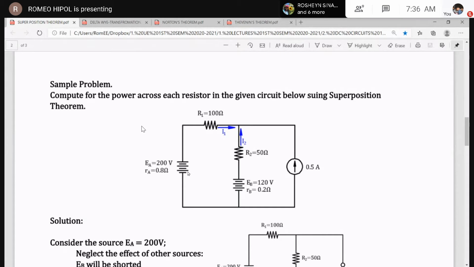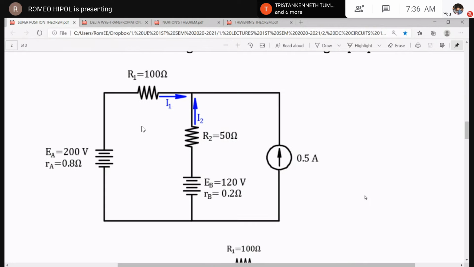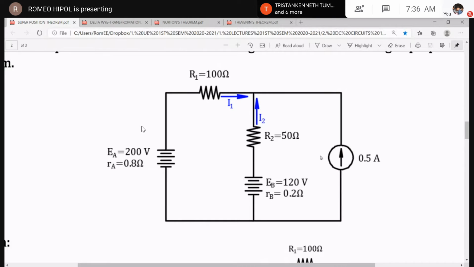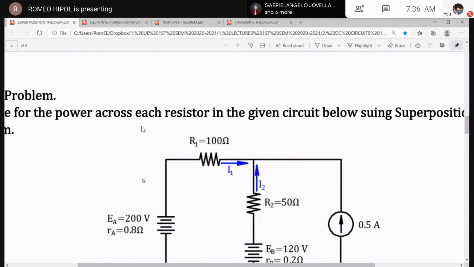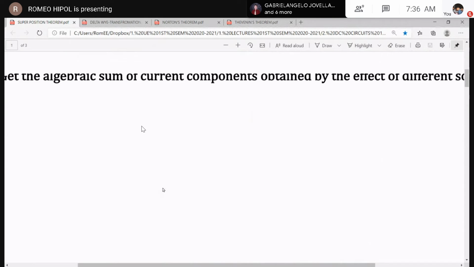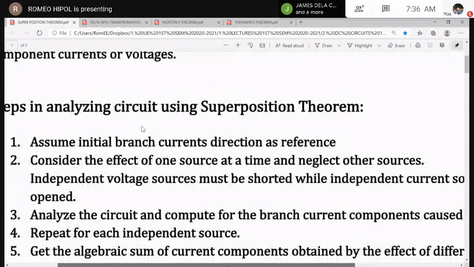Ipapaliwanag ko na rin. So, we have three sources. Meron tayong voltage sources, yung battery A and battery B. And then, a current source, 0.5 ampere. So, initially, yung ating step-by-step procedure ay ito. First, assume initial branch current direction as reference. Then, number two, consider the effect of each source at a time. So, one source per time lang tayo. Then, neglect the other effect ng different sources.